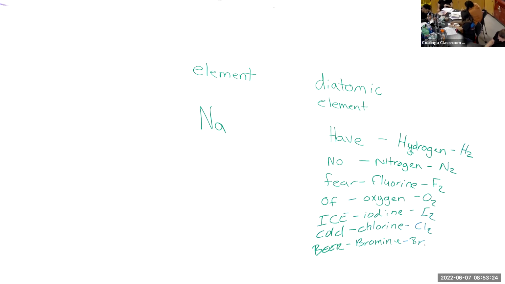Okay, so your diatomic elements, the way of remembering them is: Have No Fear Of Ice Cold Beer. Have for hydrogen, No for nitrogen, Fear for fluorine, Of for oxygen, Ice for iodine, Cold for chlorine, Beer for bromine. Okay.